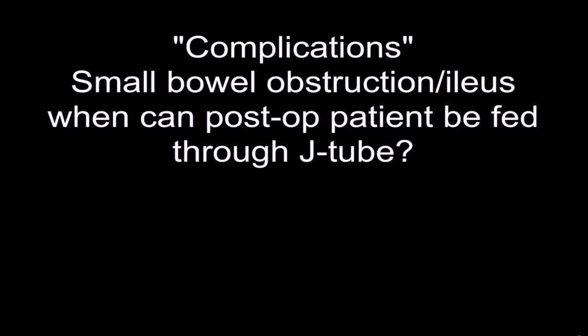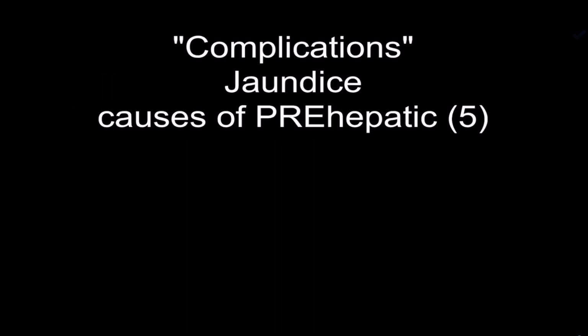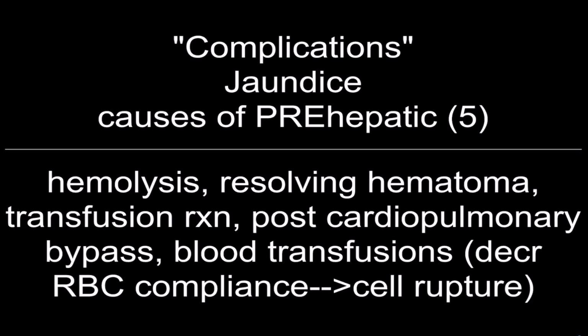When can a post-op patient be fed through the J-tube? 12 to 24 hours post-op. Small bowel recovers by then. What are some causes of prehepatic jaundice? Hemolysis, resolving hematoma, transfusion reaction, post-cardiopulmonary bypass, blood transfusions, decreased RBC compliance leading to cell rupture.